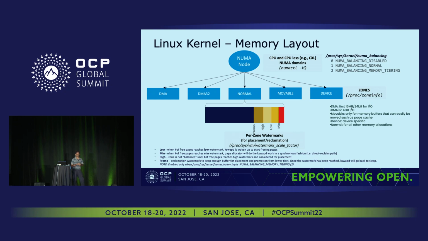In the latest kernel implementation, the high watermark used to be the same watermark that was overloaded for promotion as well as the placement decisions. They introduced a new watermark called promotion so that you have enough buffer. When you start reclaiming, instead of stopping at the high watermark, you go all the way to the promotion watermark, and then you stop reclaiming so that you have enough buffer rather than doing ping-ponging behavior.